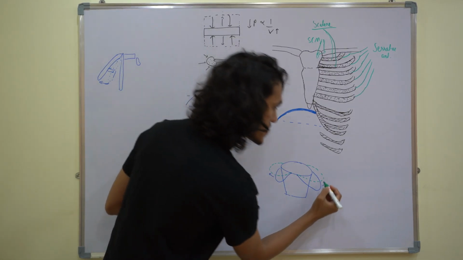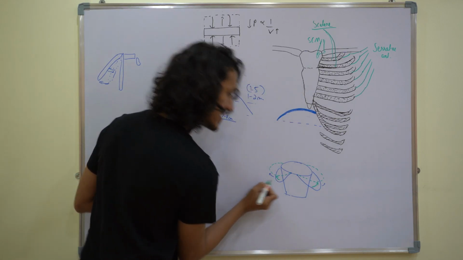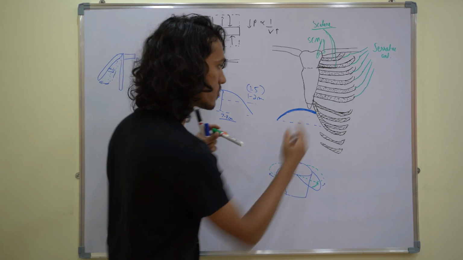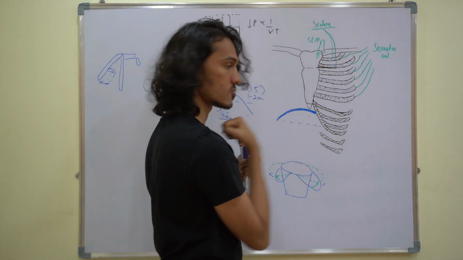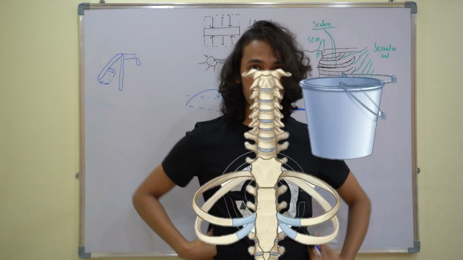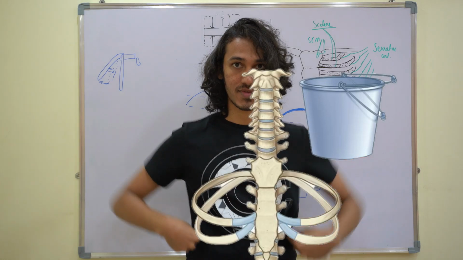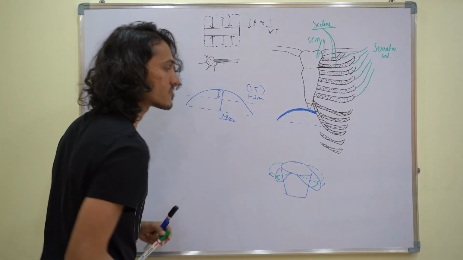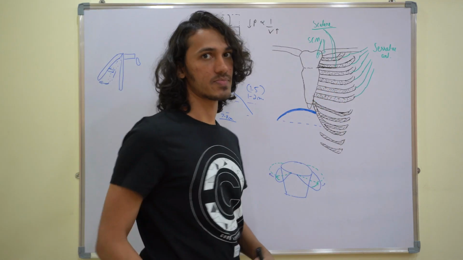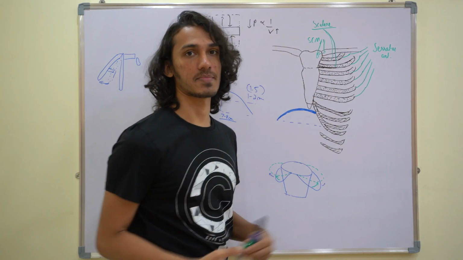See that? So from this point it went to this point. From this point it went to this point. So this sort of movement is what you see here. Over here you see a pump handle movement. Over here you see a bucket handle movement like this. Got it? Yes. So bucket handle movement is the lower ribs. Pump handle movement is the sternum with the upper 6 ribs.